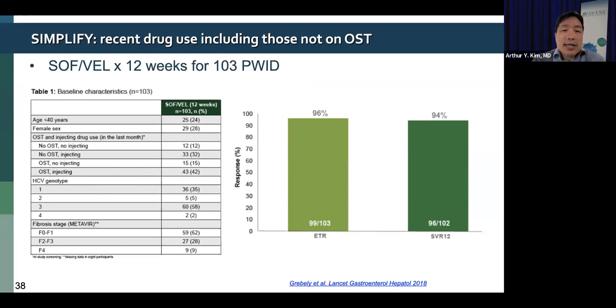And in this case, there's a fair amount of genotype 3, but as expected with this younger population, there were lower levels of fibrosis. Use of this 12-week regimen resulted in excellent end of treatment response, that's what the ETR stands for, as well as SVR of 94%. And so that is an excellent rate, and should be a goal of ours when treating individuals.